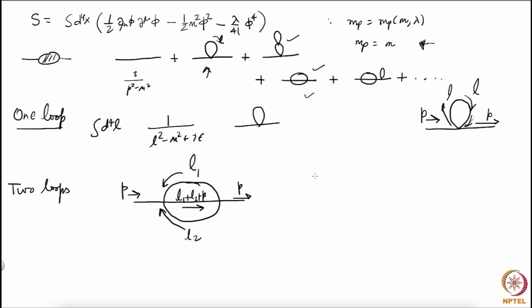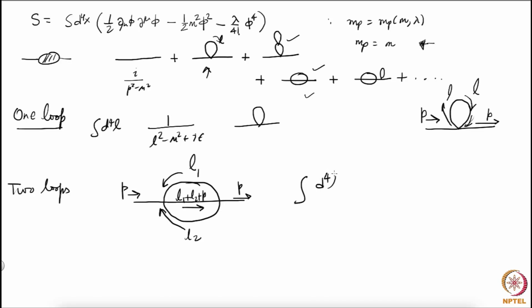So what will be the expression? It will have, first of all, because it's two loop, meaning you have two loop momenta, L1 and L2. Okay, convince yourself that you cannot have only one loop momentum here. It will not work out. Right? You will need two undetermined loop momenta. But that is something you should check, that it cannot work without having two loop momenta.